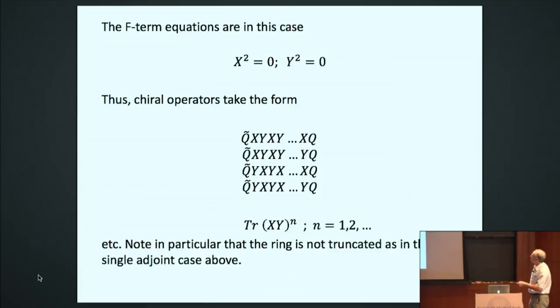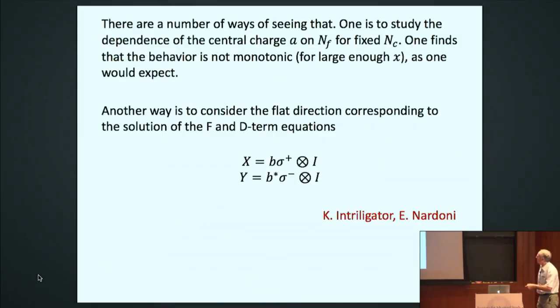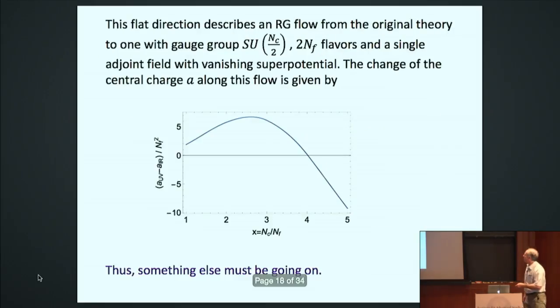So these equations, x squared equals 0 and y squared equals 0, have a solution in which you take x to be the Pauli matrix sigma plus, times an identity matrix, and y the Pauli matrix sigma minus. And for any values of this complex parameter b, you get a solution of the F and D term equations. So this is basically a flat direction, which takes you from the original theory in the UV to a theory with a smaller gauge group, some number of flavors, and a single adjoint field with no superpotential. However, when they calculated the difference of the UV and IR central charges, they got this kind of picture.